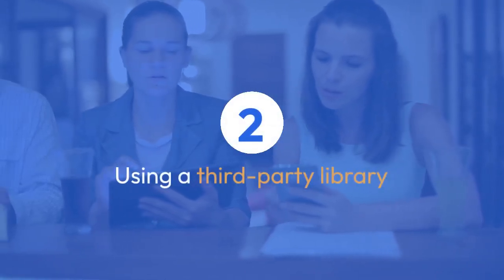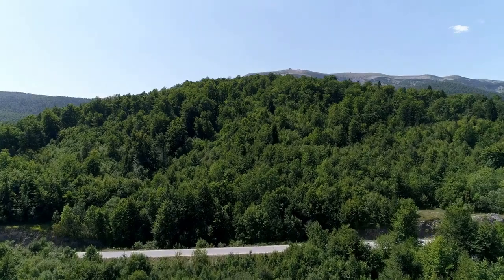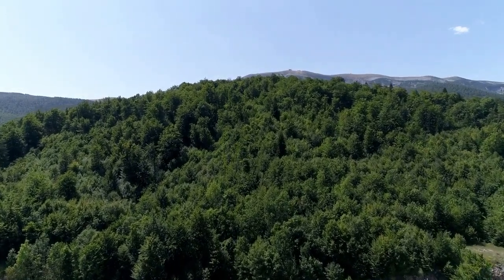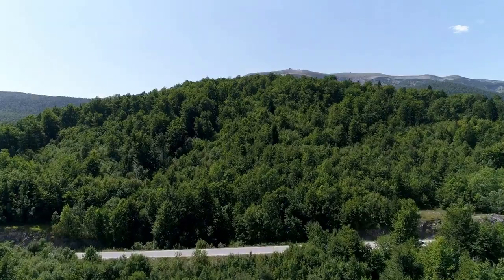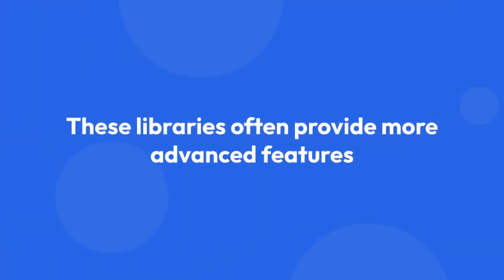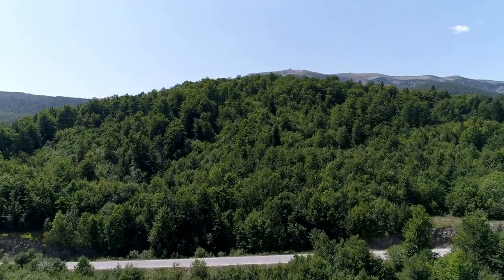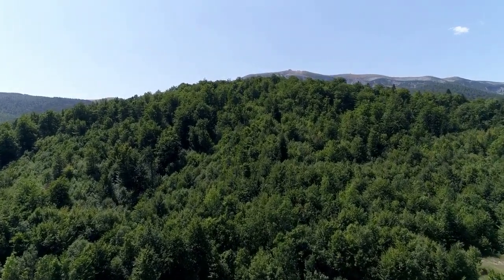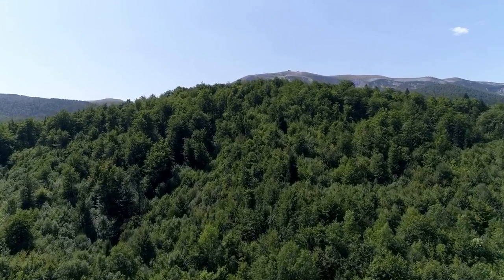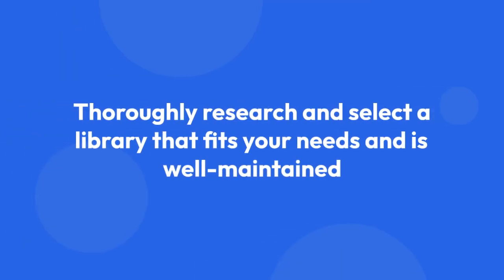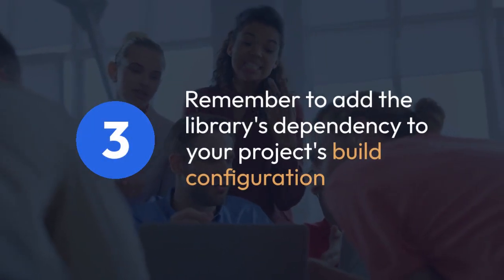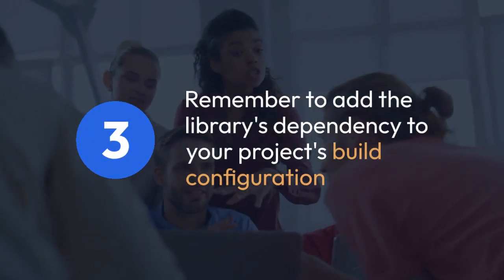2. Using a third-party library. If the WebView's built-in download capabilities are insufficient or unavailable, you might consider using a third-party library. These libraries often provide more advanced features such as progress tracking, download resumption, and handling of different download protocols. The specific library you choose will depend on your platform, Android or iOS, and your project's needs. Thoroughly research and select a library that fits your needs and is well maintained. Remember to add the library's dependency to your project's build configuration.